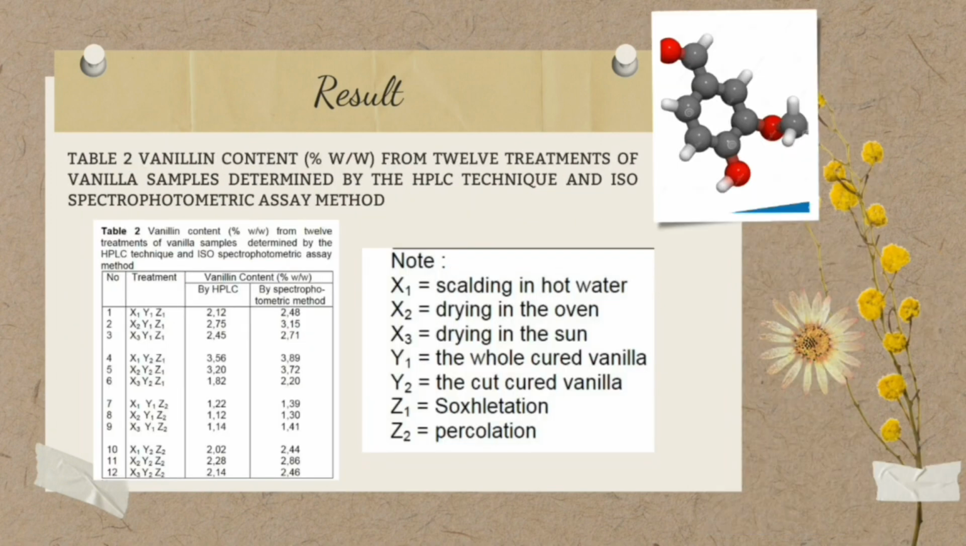Next, the result for table 2. Vanillin content percentage W/W from 12 treatments of vanilla samples determined by the HPLC technique and ISO spectrophotometric assay method. Notes are provided, which is X1 is scalding in hot water, X2 drying in the oven, X3 drying in the sun, Y1 the whole cured vanilla, Y2 the cut cured vanilla, Z1 is solidification, Z2 is percolation.